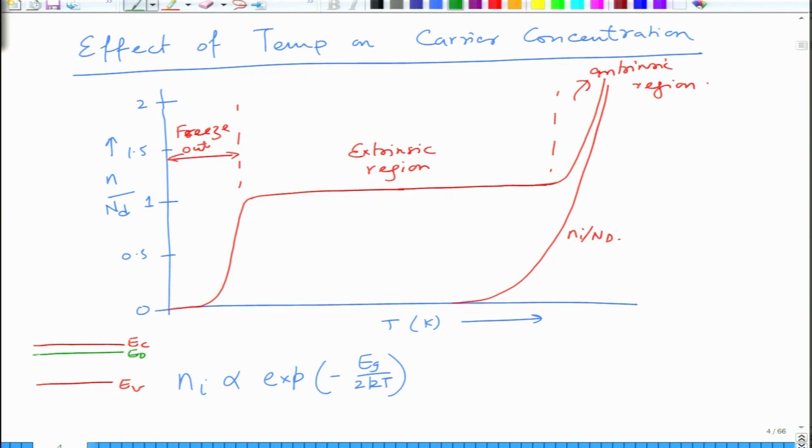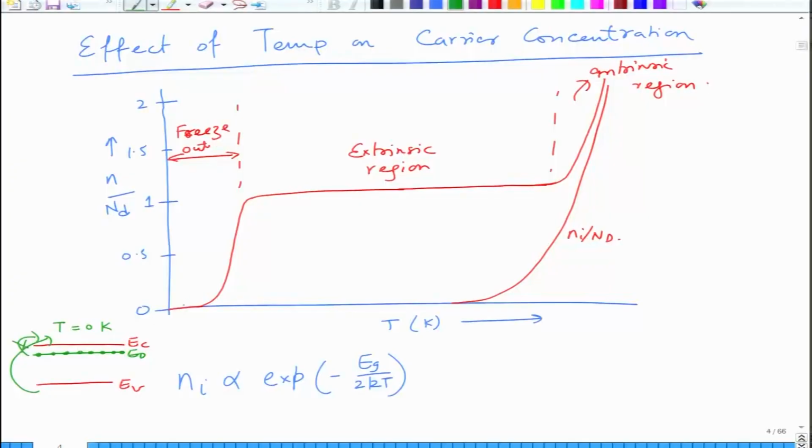Now when the material is at 0 Kelvin, all the electrons which are sitting at ED, so when T is equal to 0 K, they do not get excited to EC, which means there is no carrier concentration, and since these carriers cannot reach here, there is nothing which can reach here also. So as a result, the carrier concentration is very close to 0 at 0 Kelvin.